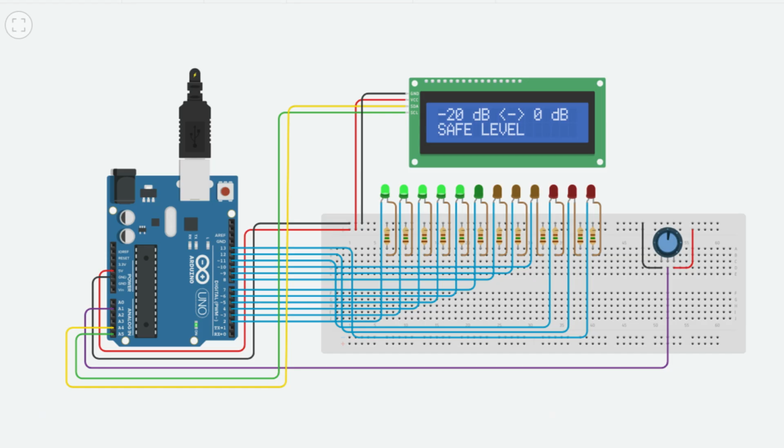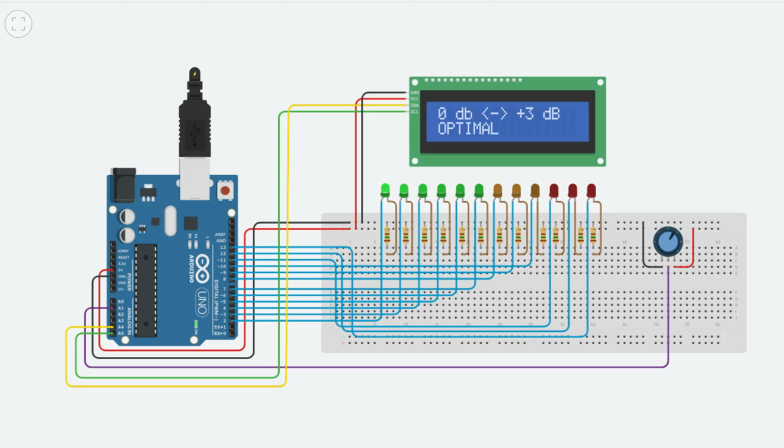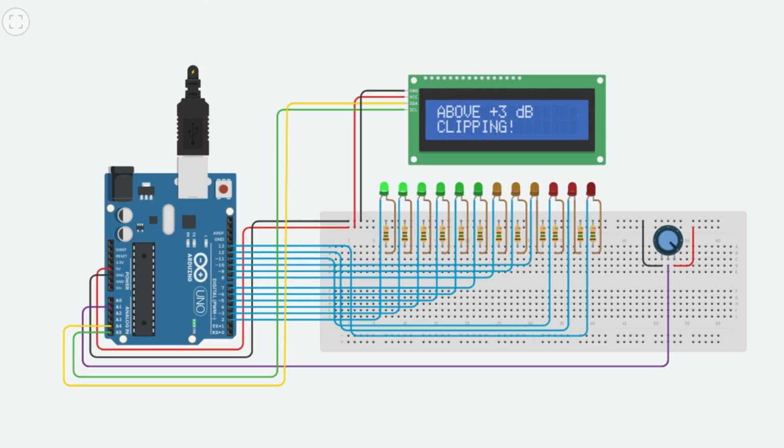An I2C 16x2 LCD is connected to Arduino to show the volume units and the level information. At a particular volume control position, the peak levels of the output are shown by the LEDs. Green LEDs indicate the peak levels from -20 decibel to 0 decibel. Orange LEDs show the peak levels from 0 decibel to +3 decibel. And the red LEDs turn on if the peak level exceeds +3 decibel.